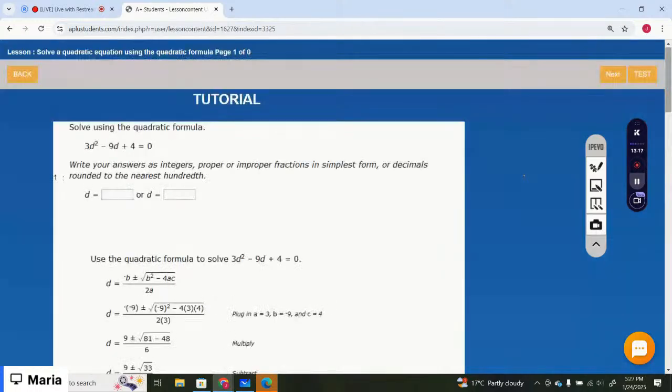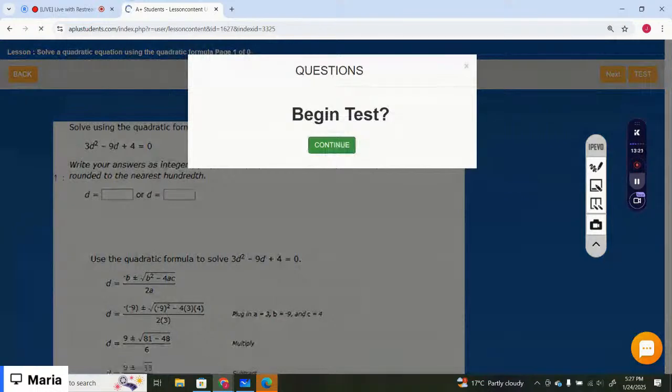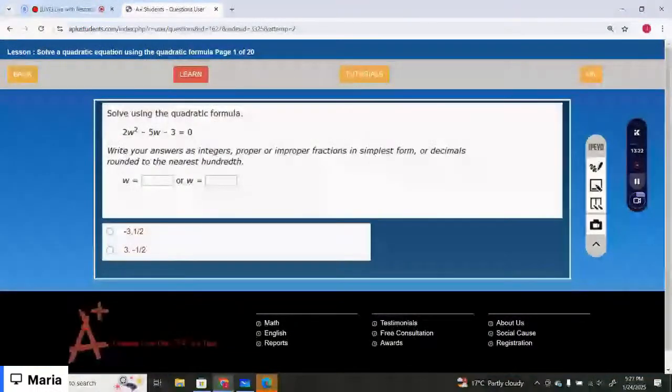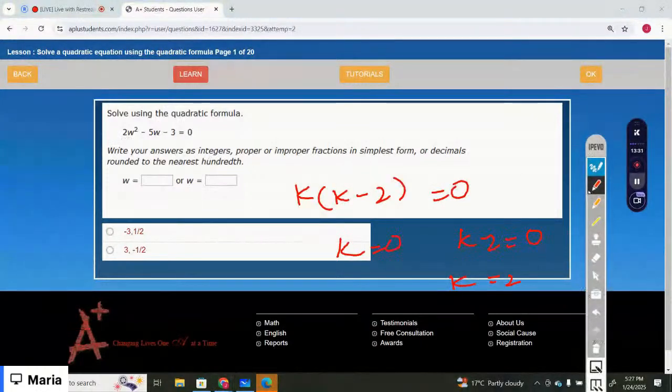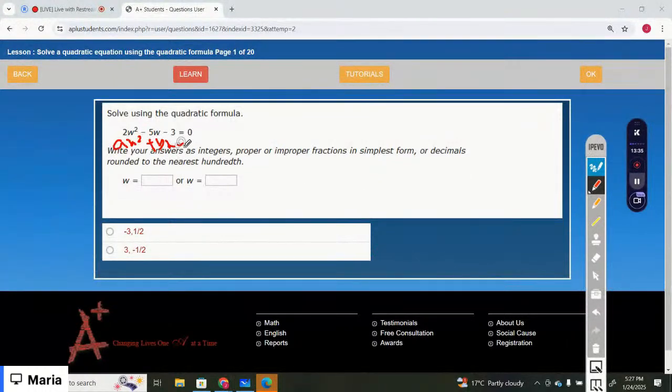Now we're going to start practice test questions. We're going to see how we apply the quadratic formula. Solve using the quadratic formula: 2w square minus 5w minus 3. Just compare this equation with the general equation ax square plus bx plus c equals 0. So if you match the equation, a equals 2, b equals -5 and c equals -3, right? Use these a, b, c in the formula.